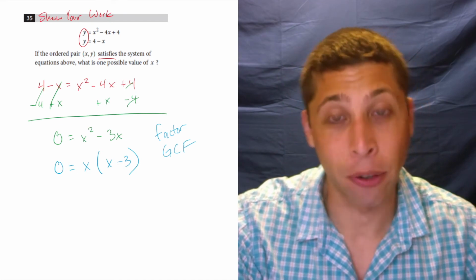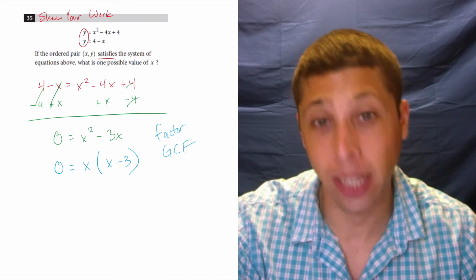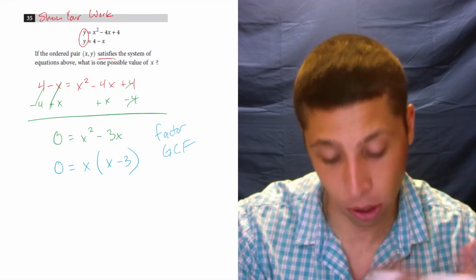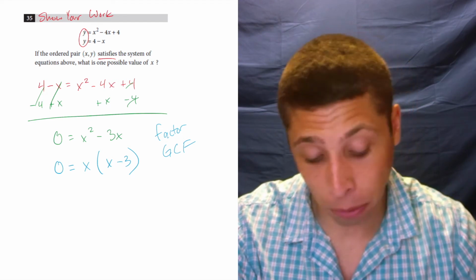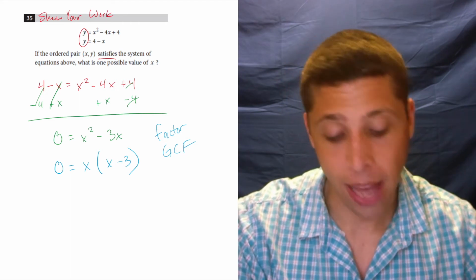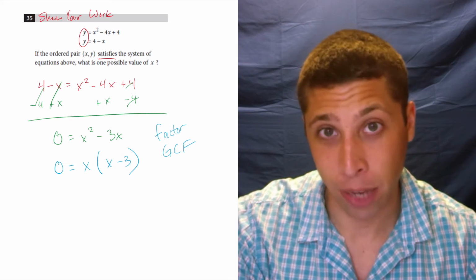And if you're confused where that came from, remember, factoring is really just reversing a distribution process, right? So if we were to distribute that x to both the parts, we'd end up where we started, right? X times x is x squared, x times negative 3 is negative 3x.